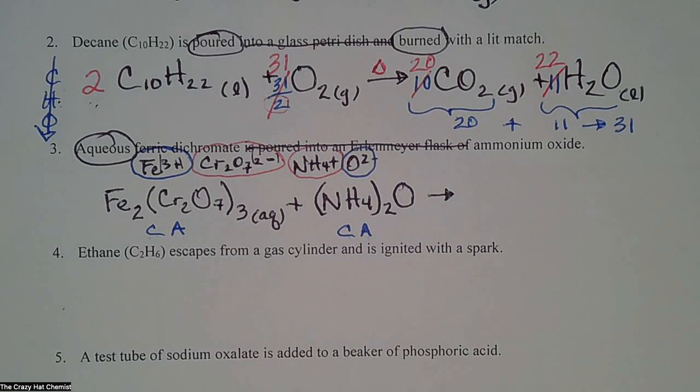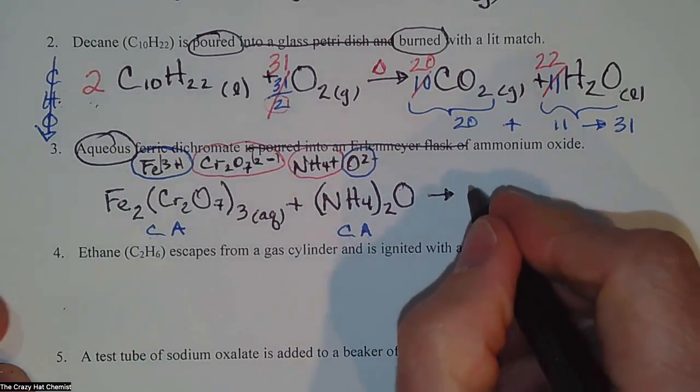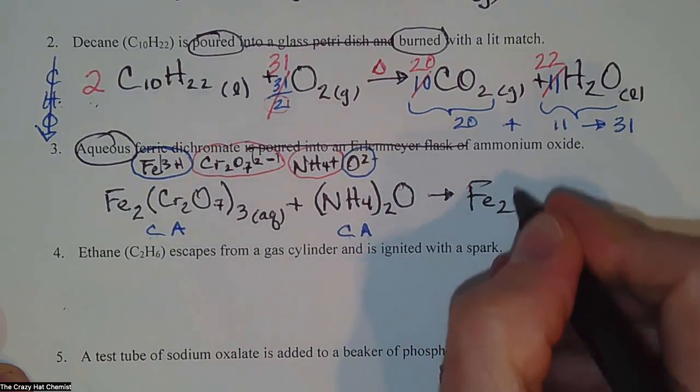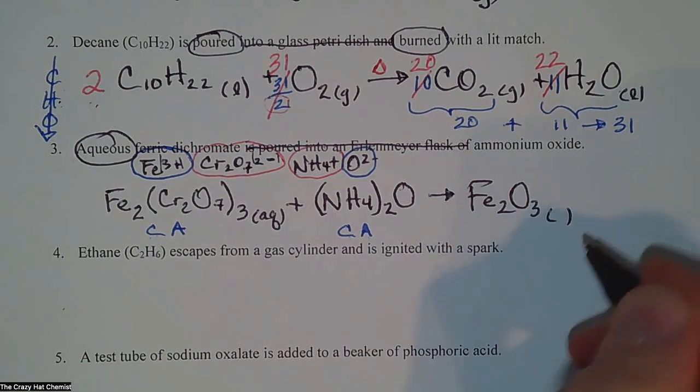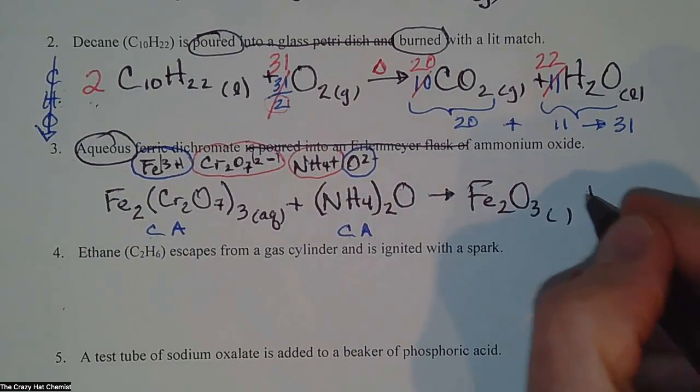Okay, and it doesn't matter which one you write first. It really doesn't matter. I'm just going to write the ferric oxide first, and we do take the absolute values of the charges, flip them, bring them down to get the formula for ferric oxide, and that's going to be Fe2O3. Okay. And we're going to come up with what goes in the parentheses in just a moment.